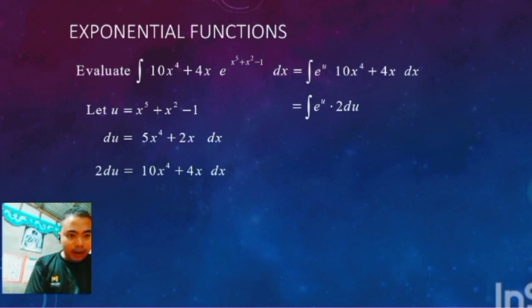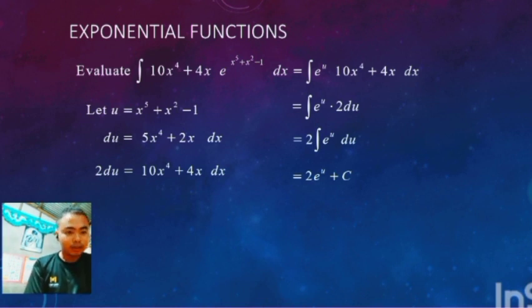So our integral is e raised to u times 2 du. Then according to the rule of integration, we need to put 2 before the integral sign, and we'll be left with e raised to u du. And now we can multiply 2 times e raised to u, and we're going to add plus c because we are in indefinite integration. So our final answer would be 2e raised to x raised to 5 plus x squared minus 1 plus c, because we substitute back the value of u. And that is our final answer.